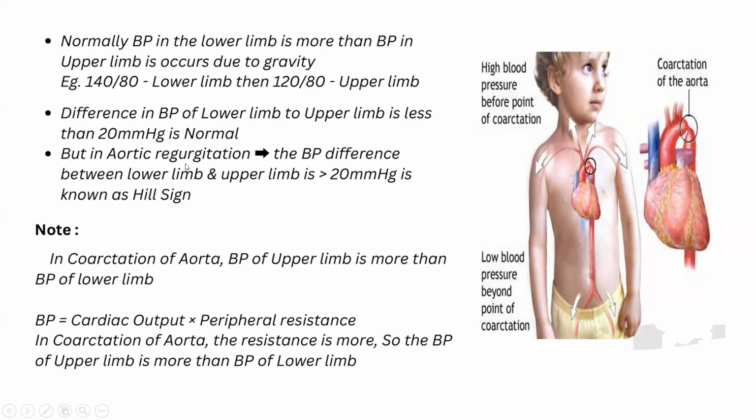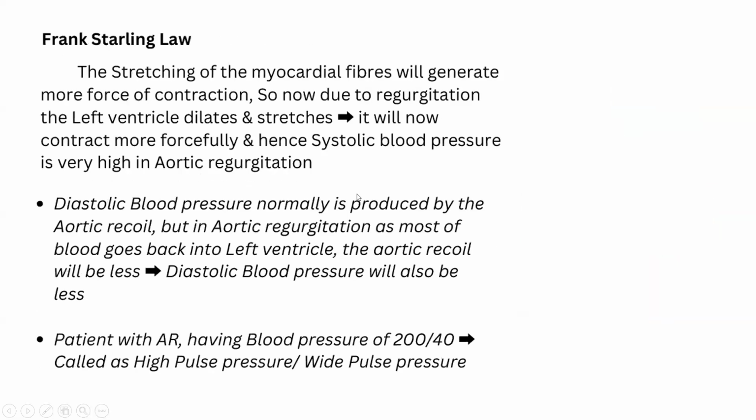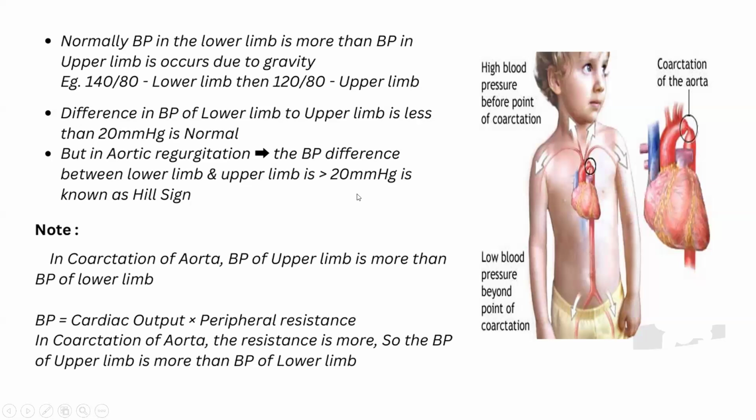But in aortic regurgitation, the blood pressure difference between the lower and upper limb is more than 20 mm of Hg. Now why? Because of this phenomenon, because the systolic is very high and diastolic is very low. So the blood pressure difference between lower and upper limb will be more than 20 mm of Hg in aortic regurgitation. And this difference is called the Hill sign. So yes, Hill sign is seen in aortic regurgitation.